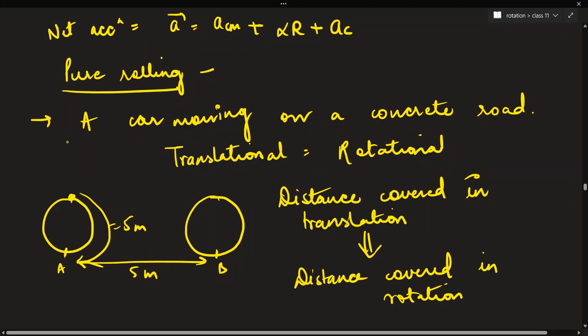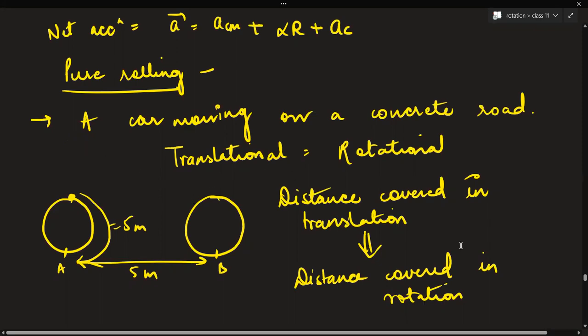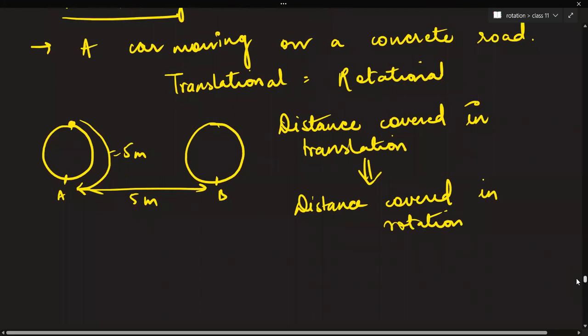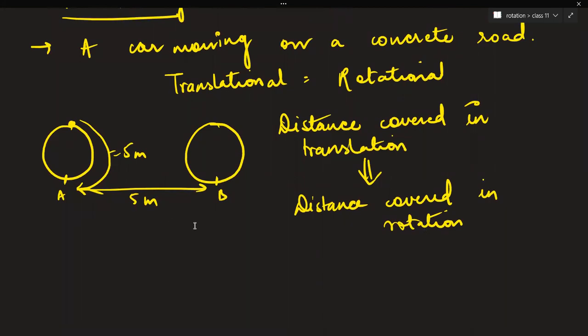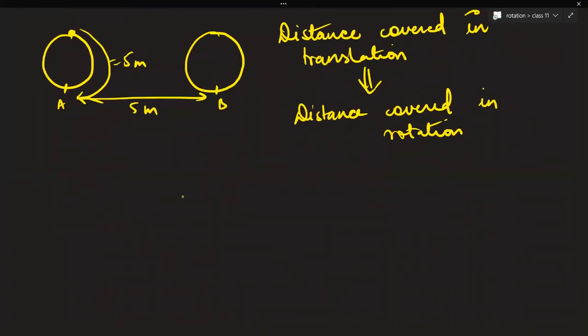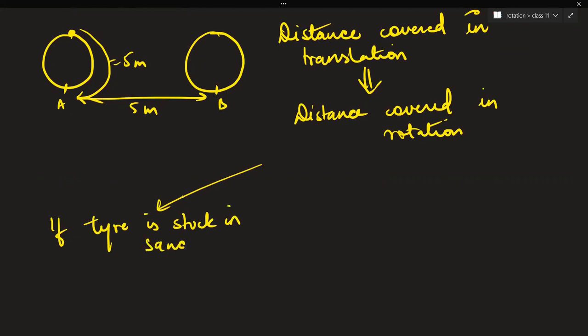Now, how can you differentiate this? Let's say this car is not moving on a concrete road. Same example, let's continue. Rather, the tire is stuck in sand. The engine is on, the car is trying to move. Which component will be more? Will it translate more or will it rotate more?